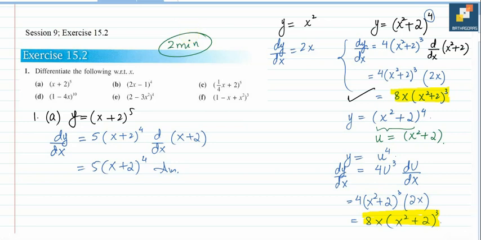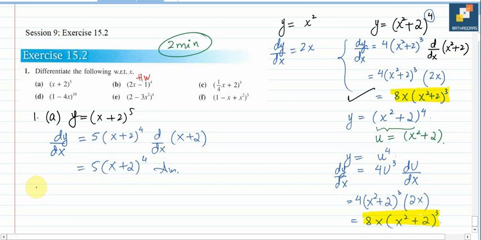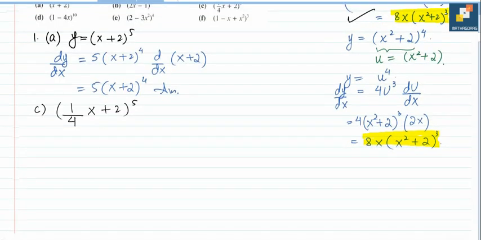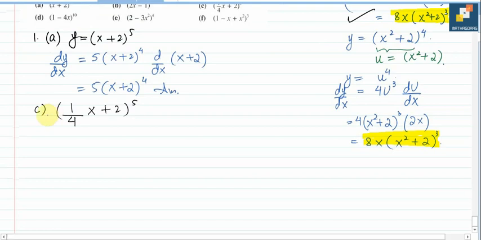Alright, question number 1 part A I had done, and part B you need to do as your homework. Let's begin with part C. The question is 1 upon 4x plus 2, power 5. Alright, the first thing is you need to derivate the power, or if I write it in this form, y equals to, right? So when I say dy by dx, the steps are the same. First, write down the power, subtract 1 from the power, so 5 minus 1 leads to 4, and inside the bracket that will be the same, 1 upon 4x plus 2.